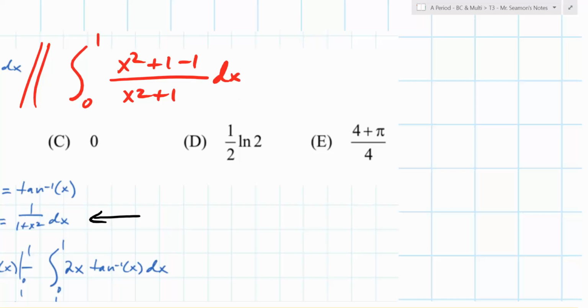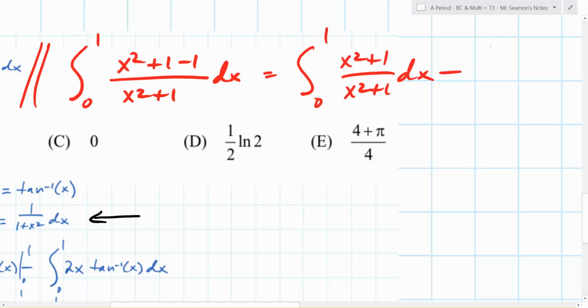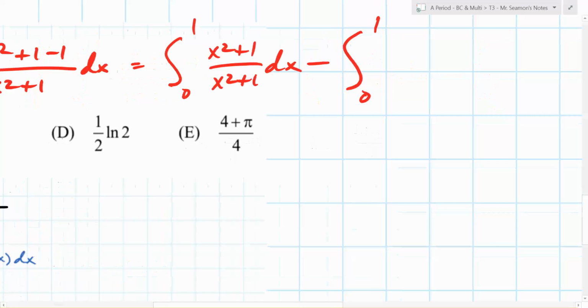Here's the problem with that step, though. It's super hard to recognize because how many things can you add and subtract? All of them, right? This is one of those magical things where you just pull something out of thin air because it makes it nice. Here's why. Because this is equal to the integral from 0 to 1 of (x squared plus 1) over (x squared plus 1) dx, right? Minus the integral from 0 to 1 of what? 1 over 1 plus x squared dx.